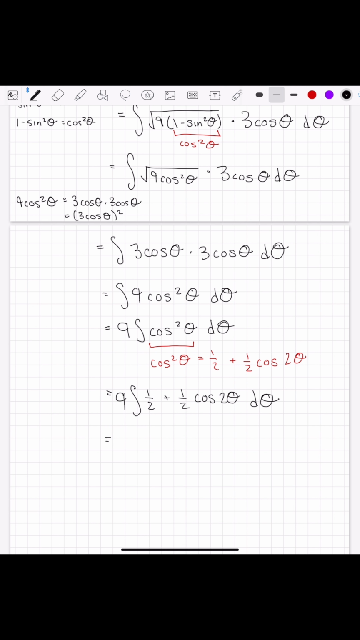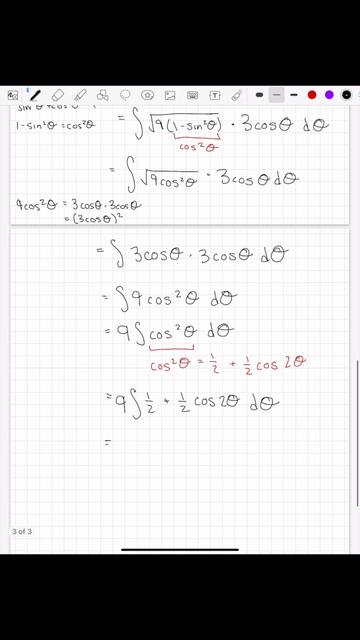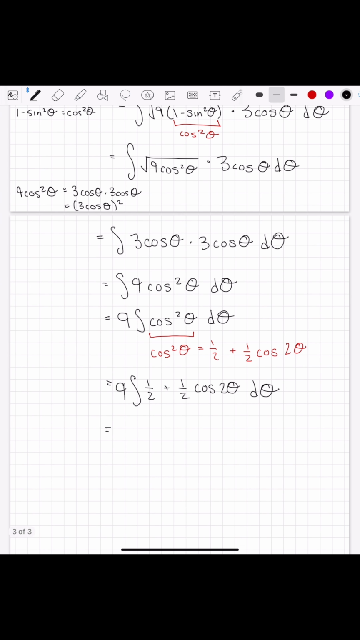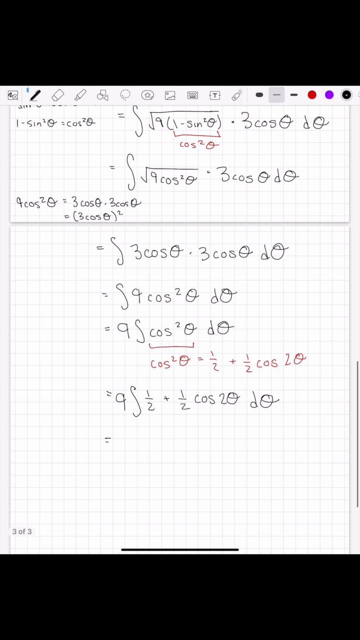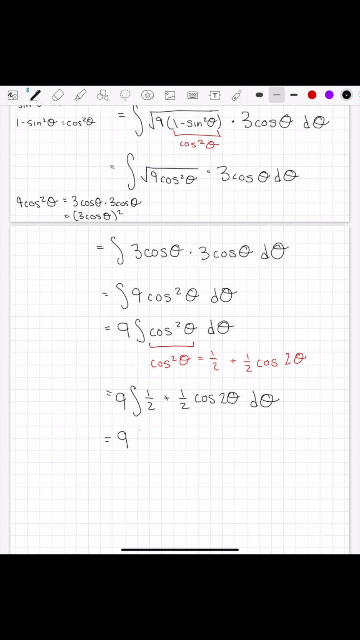Okay, so now these things are integrable. Because what you have to notice is that we can split this up into 2 integrals, pretty much like this: 9 times the integral of 1/2 d theta plus 1/2 cosine 2 theta d theta.